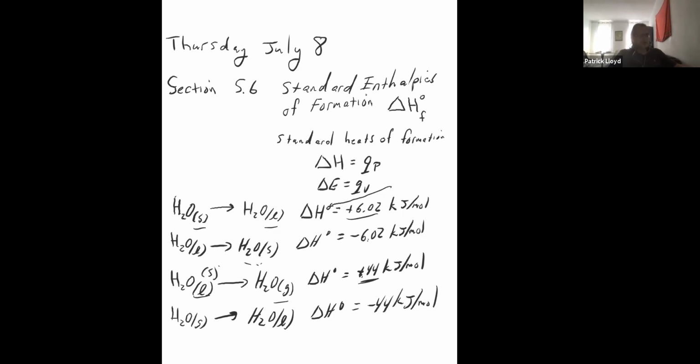Going from a solid to a liquid is 6 kilojoules per mole. Going from a liquid to a gas is 44 kilojoules per mole. So that means that going from a solid to a gas is 6 plus 44, which is 50 kilojoules per mole. It's additive, right? But the point is that it wouldn't be 44 anymore, going from a solid to a gas. So that tells us that the state of matter is important, right? But the state of matter depends on your conditions, right?